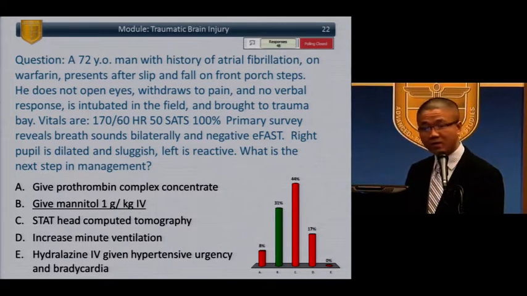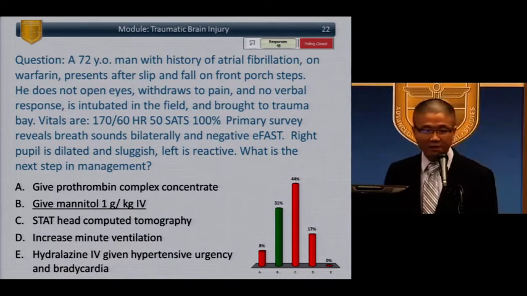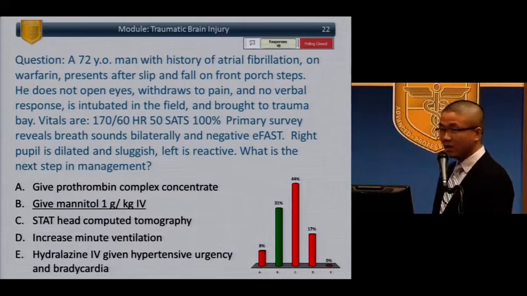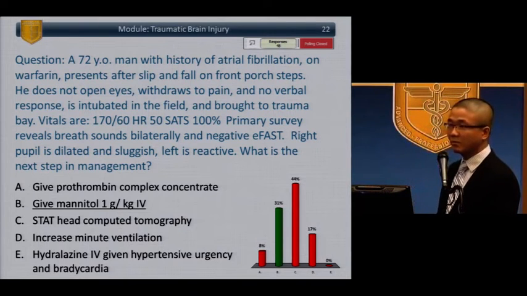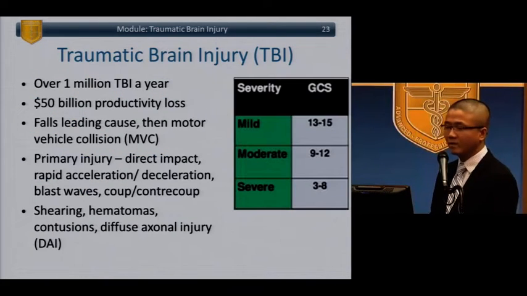We know it's short-lived. We know that hyperventilation, particularly beyond 35 millimeters of mercury CO2, is associated with actually ischemia, because all of a sudden you vasoconstrict so much that you are not getting enough cerebral perfusion. So the answer here is mannitol.